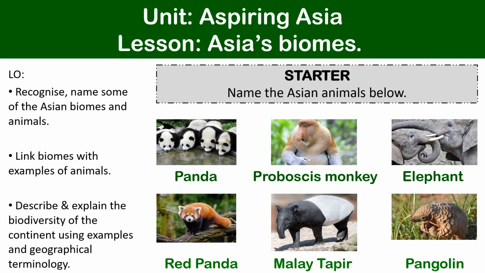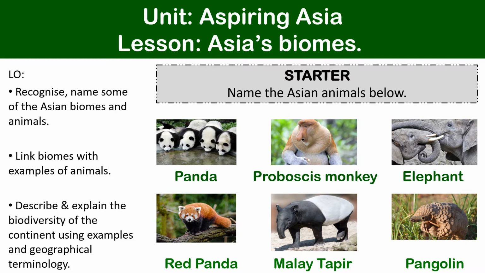So here we have the panda, which is native to China. We've got the proboscis monkey, which is native to Borneo. We've got the elephant, and this actually would be an Indian elephant, and that's not to be confused with our African elephant. African elephants are obviously native to Africa, and the Indian elephant would be the elephant that we find on our continent of Asia.